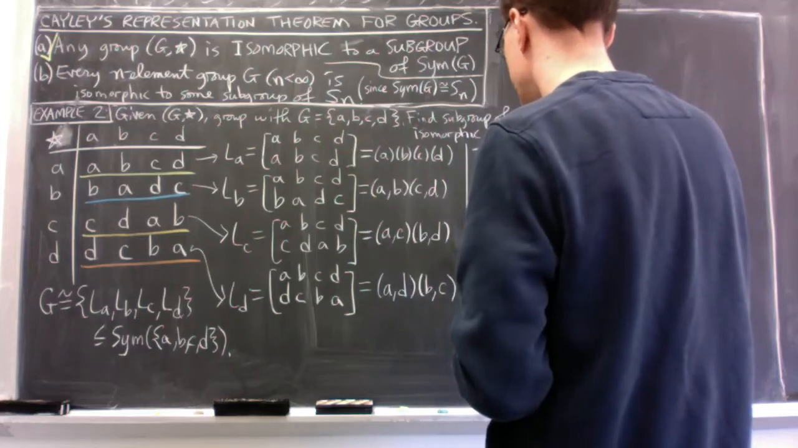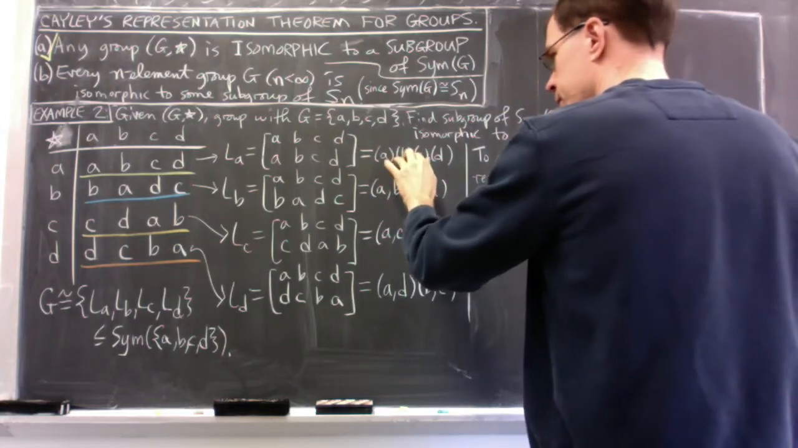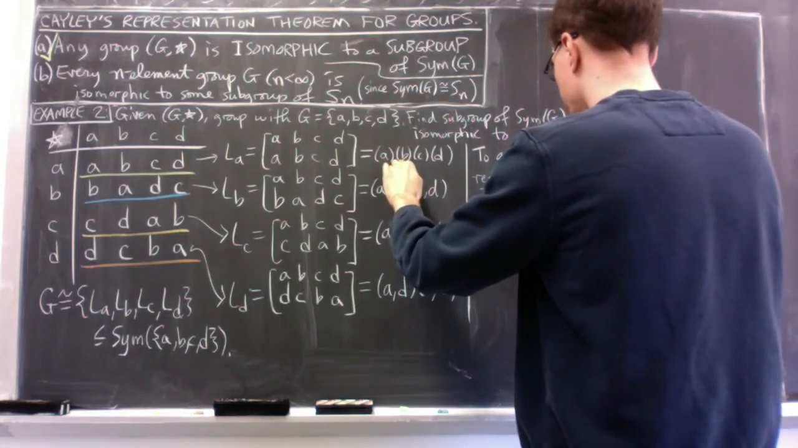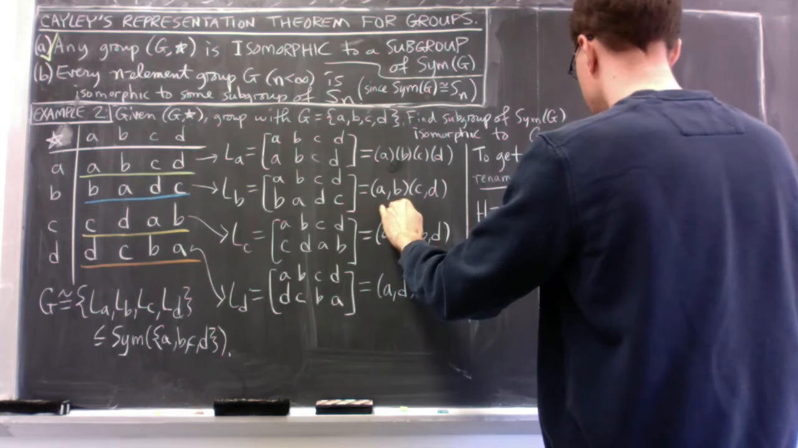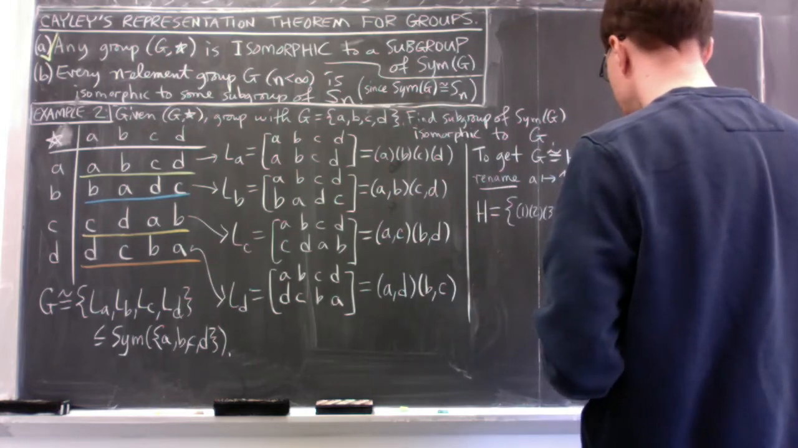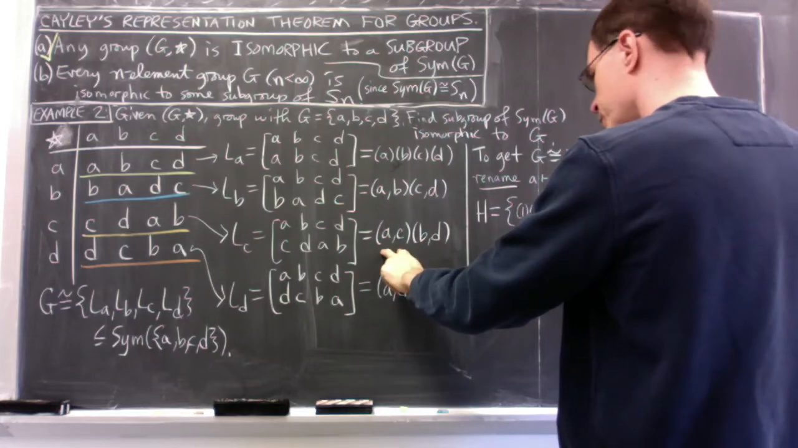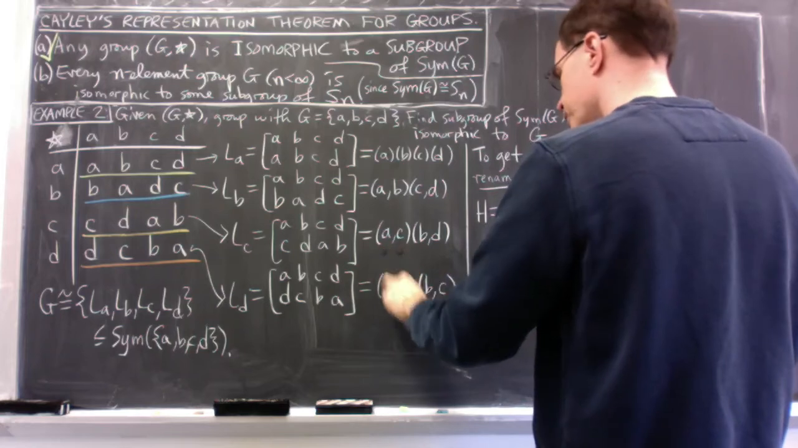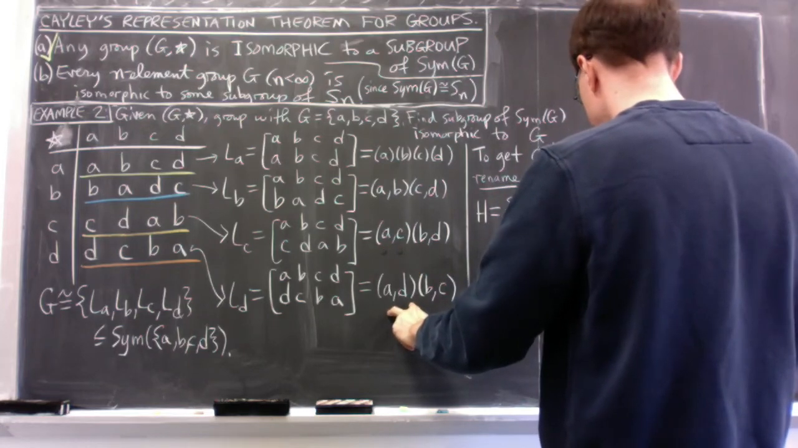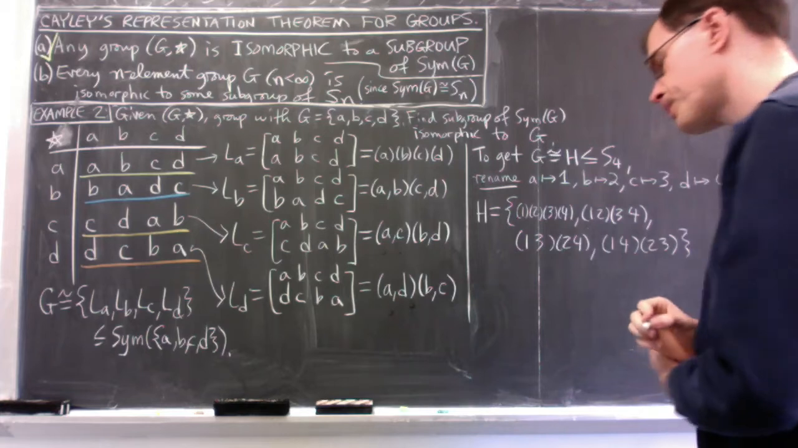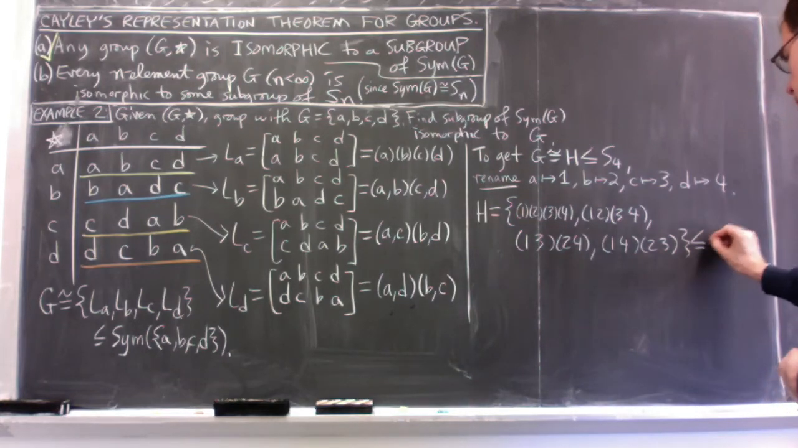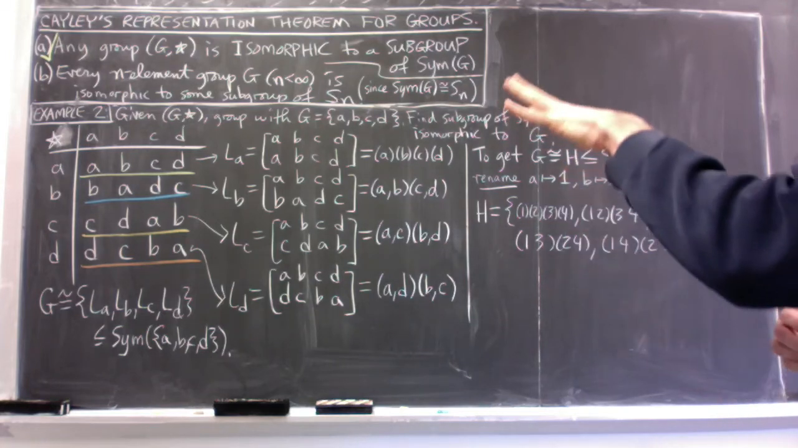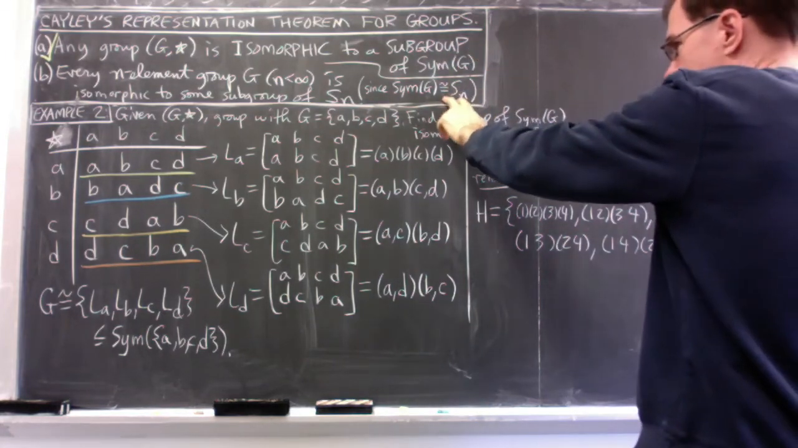And then, just using cycle notation for convenience, the H we therefore get that's isomorphic to this 4-element group is the identity on the symbols 1 through 4. And then we get a bunch of products of 2-cycles. (1 2)(3 4). This one is (1 3)(2 4). And this one is (1 4)(2 3), I believe. And that's a subgroup of S4.